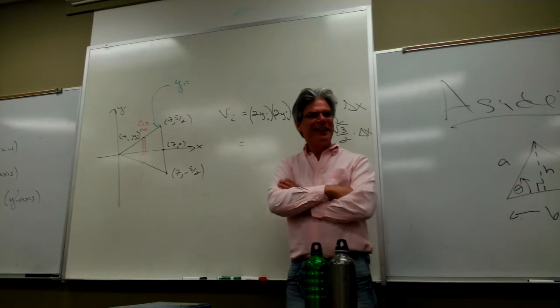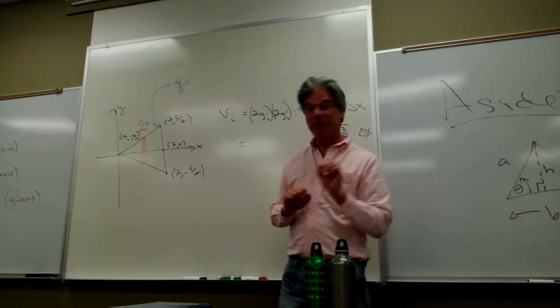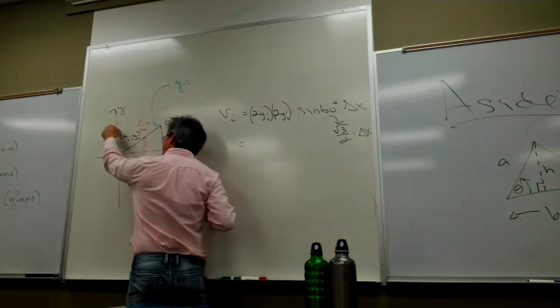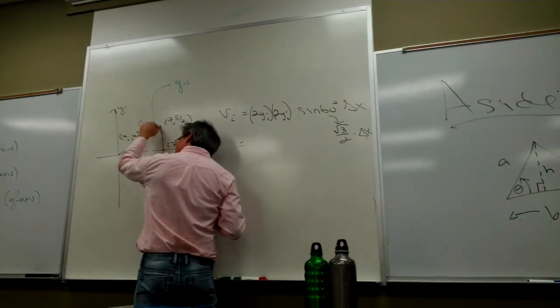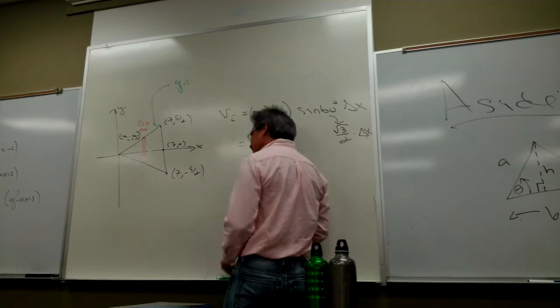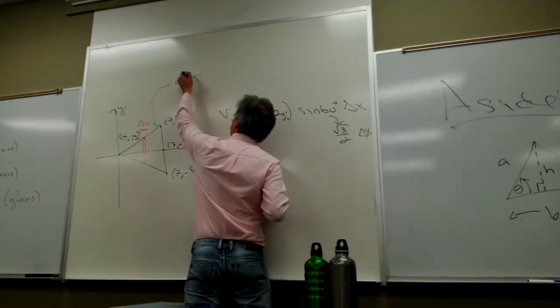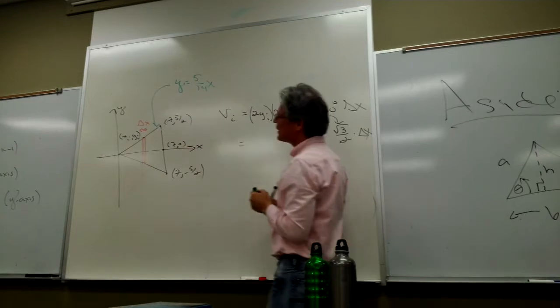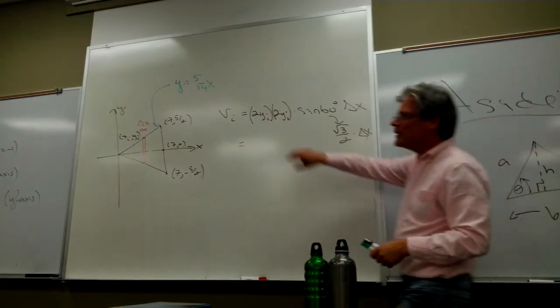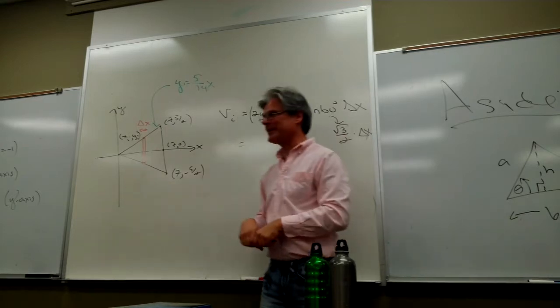Rise over run? The rise is 5 halves, the run is 7, so the slope is 5 halves over 7. And by the way, the y-intercept is 0, 0, so my b is 0 in the equation y equals mx plus b.